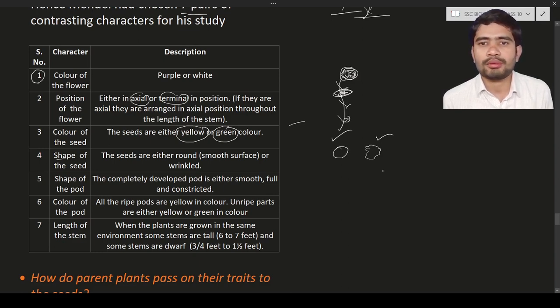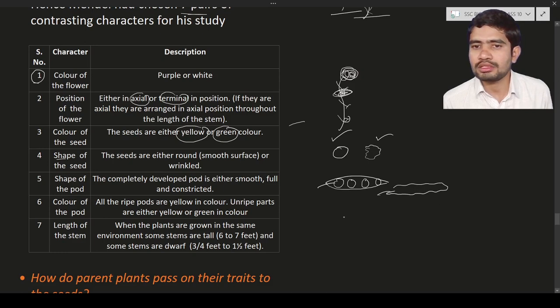Next, the shape of the pod. This is the pod. If you see the pea plant pod, in the market they sell such pea pods. In this the seeds are present, and see how the structure of the pod is. Whether the pod is wrinkled in this way, or the pod is shiny and full, or whether the pod is not full. Observe such characteristics. This is one of the reasons for selecting the pea plant.